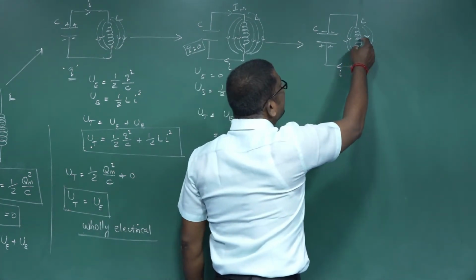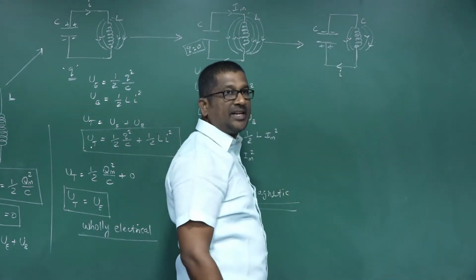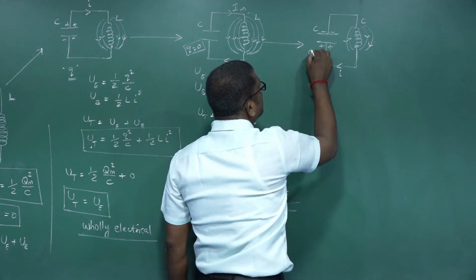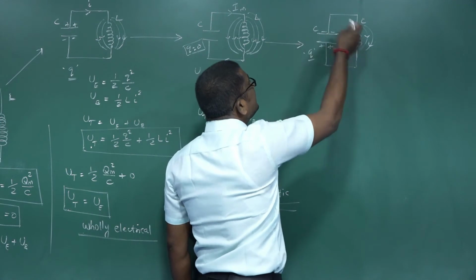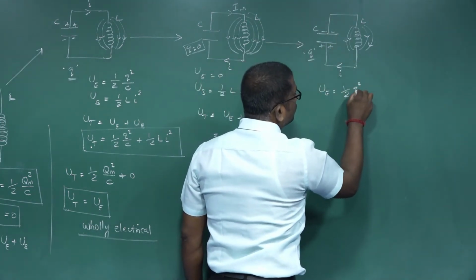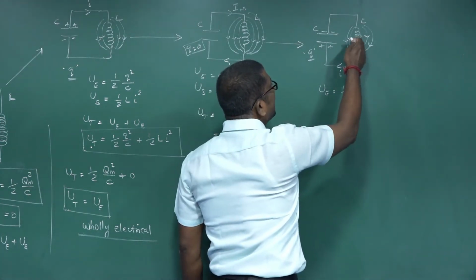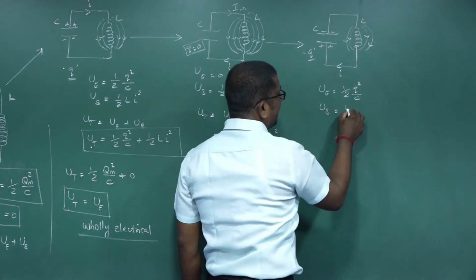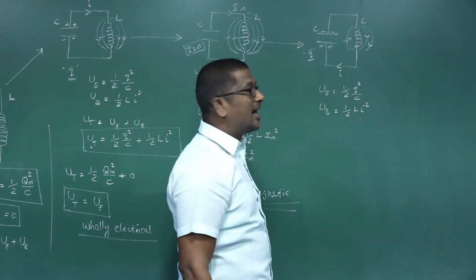That means the inductor sends a part of its energy to the capacitor, so there is a charge stored in the capacitor. Suppose the amount of charge stored in the capacitor is Q. Then the electrical energy in the capacitor is UE = (1/2) Q squared divided by C. The remaining part of the energy is in the inductor as magnetic energy, which is (1/2) L I squared.